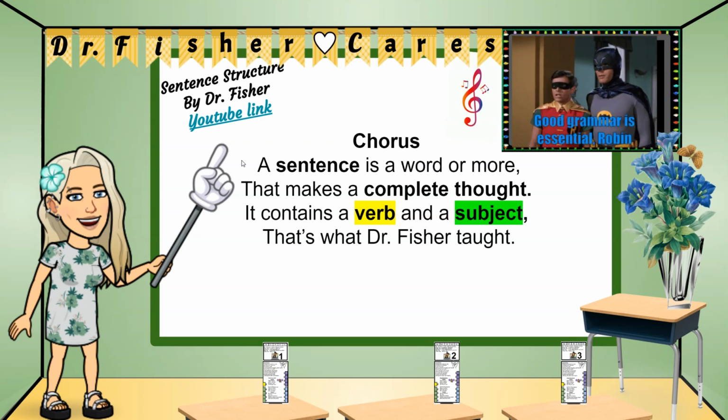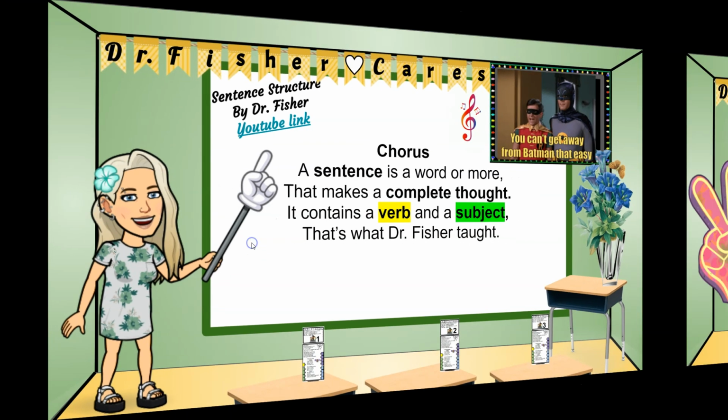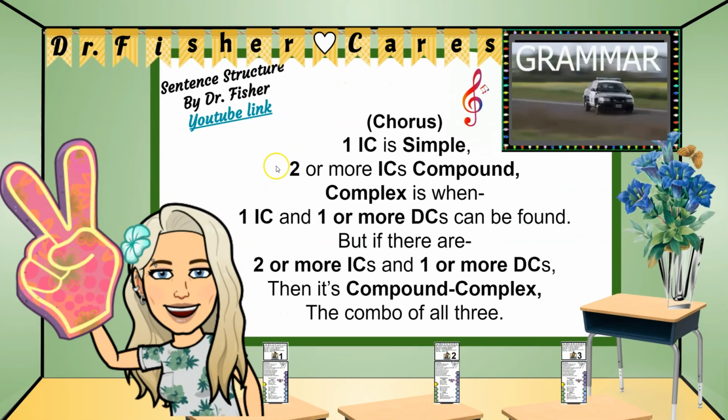A sentence is a word or more that makes a complete thought. It contains a verb and a subject, that's what Dr. Fisher taught. One IC is simple, two or more ICs compound. Complex is when one IC and one or more DCs can be found. But if there are two or more ICs and one or more DCs, then it's compound, complex, the combo of all three.